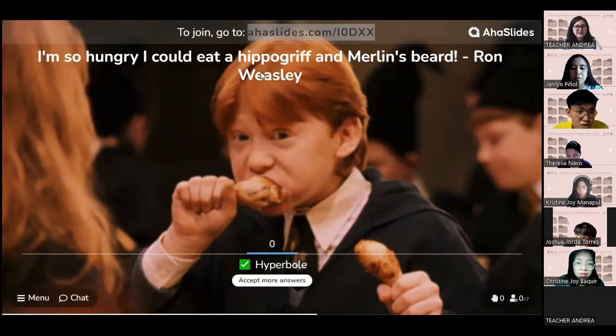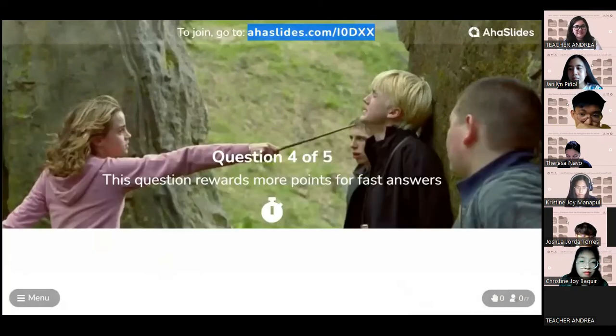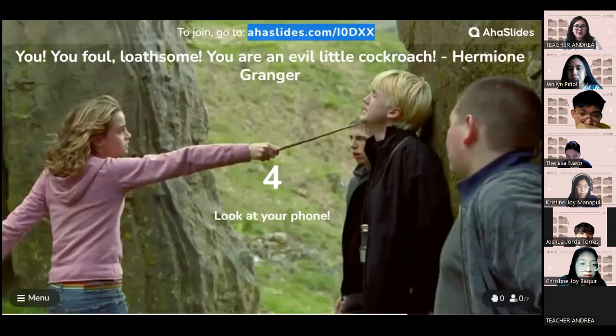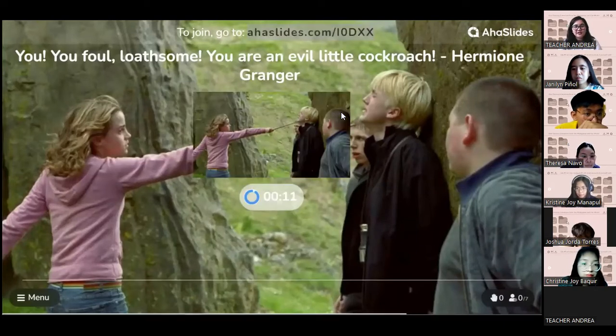For the next one, we have, from Hermione: You foul, loathsome, you are an evil little cockroach. What do you think is the figure of speech used in the line? Who wants to answer?